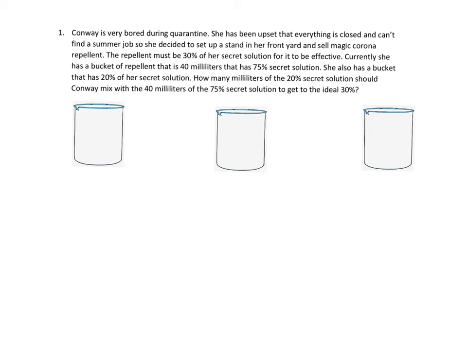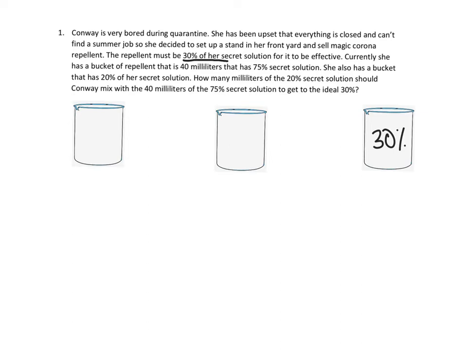So in this problem, we have a mixing problem where, in this case, it's Conway. She's looking to mix two buckets, essentially, of secret solution to get the ideal percent, which is 30%. So it says that the ideal percent is 30% to be effective. So our final one, we need to have 30% of the secret formula.